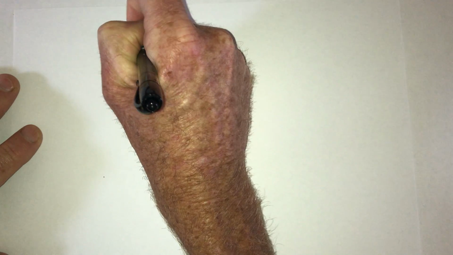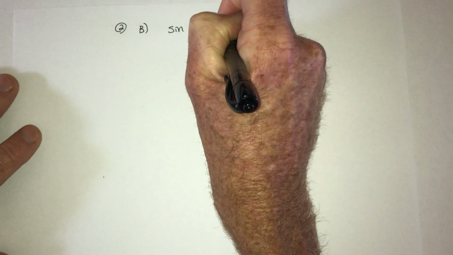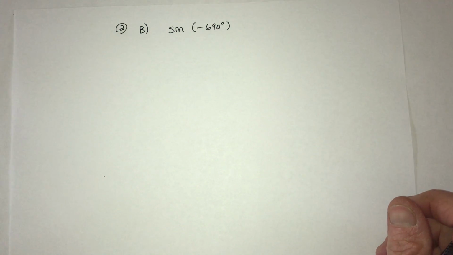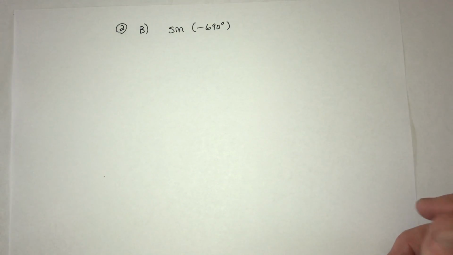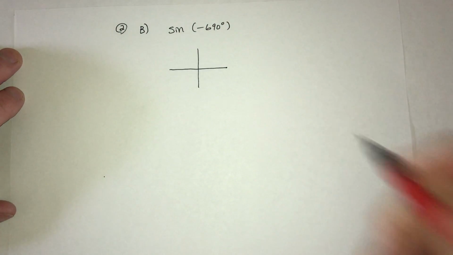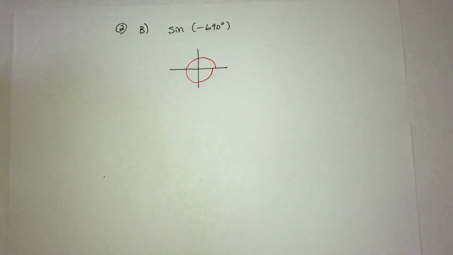Now for part B. So this is still continuing example number 2, find the exact value, but part B. How much is sine of negative 690 degrees? Negative means going in the opposite direction, and we're going to need to do that several times. So go this direction, and when you go around once, that's 360.